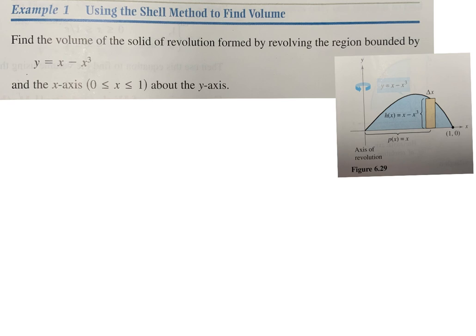And so then you're just going to set it up. You're just going to say, okay, I'm going from 0 to 1. I want 2 pi r times my height, so 2 pi. My radius here, because my axis is the y-axis, my p of x is going to be just x. The distance from the y-axis is just your x value. And so we are going to use x here for the p of x piece of it. And then my f of x is my other piece. My height is my x minus x cubed, that function. And of course it is in terms of dx.